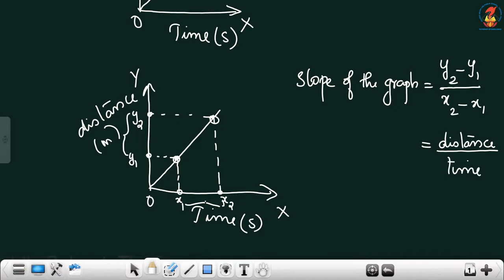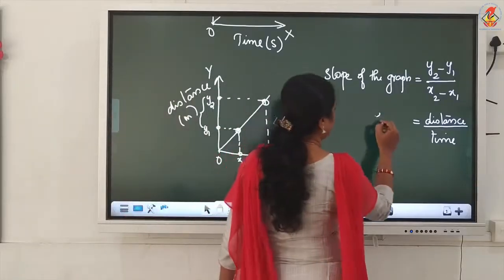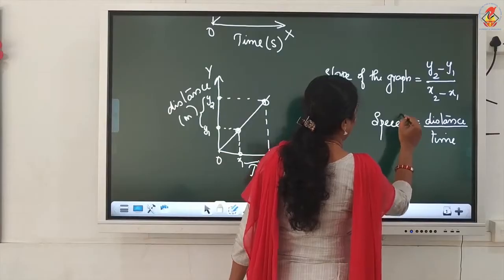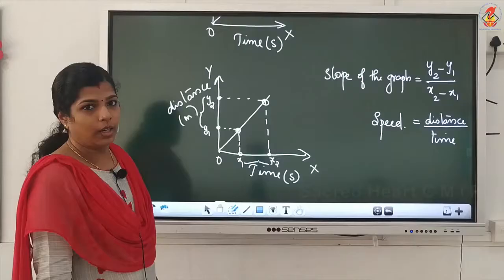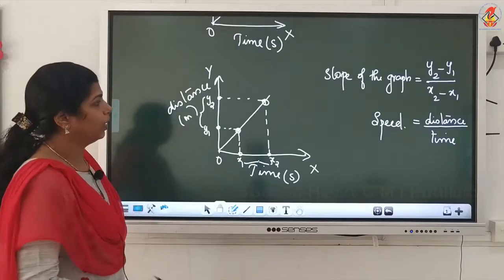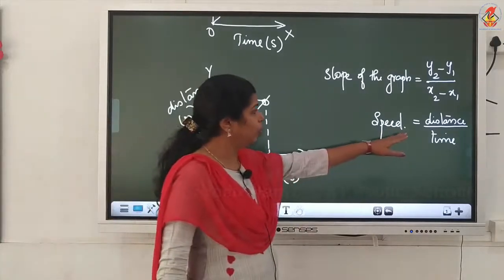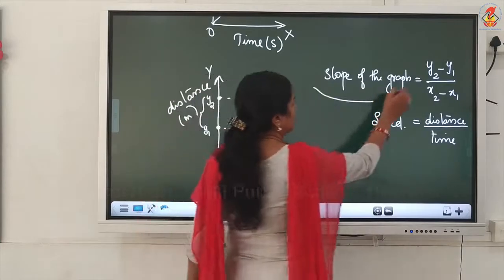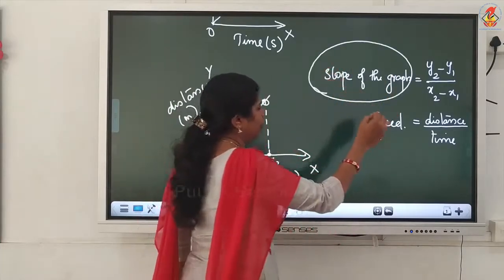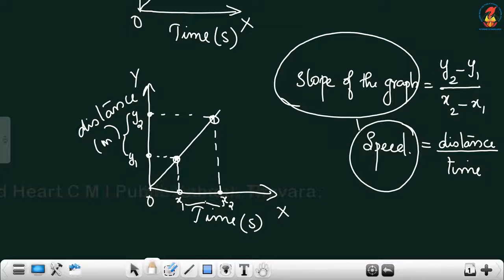Now what is distance by time? You know the equation, speed equals distance by time. So if you calculate the slope of the distance-time graph, you will get the speed of the moving object.